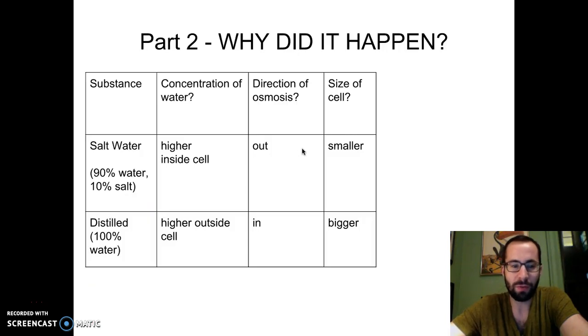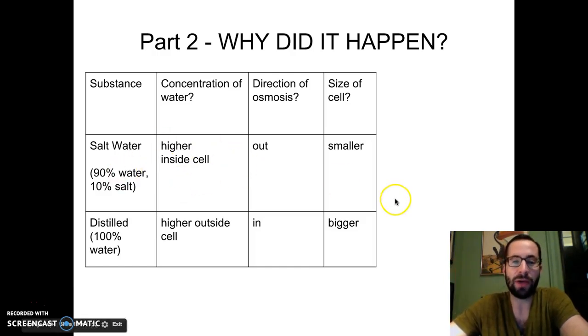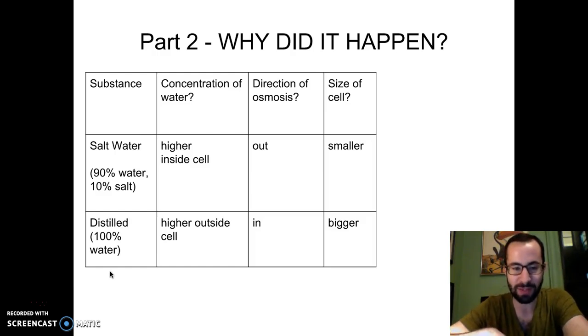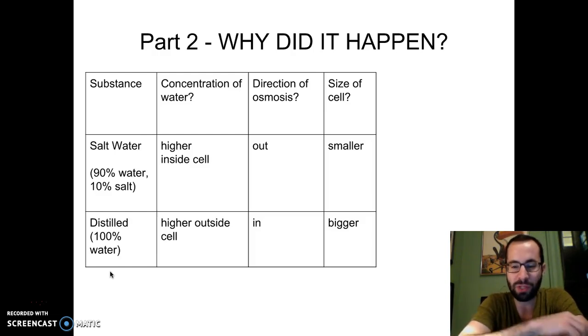So just as a review, when we added salt water, the concentration of water was higher inside of the cell because the surrounding environment was 90% water. We'll say the inside of the cell was 95% water. So the water diffused out and the cell got smaller. However, when we rinse those cells with distilled water, there is now a higher concentration of water surrounding the onion cells. So the water moved from a higher concentration to a lower concentration, inside of the cells. The direction of osmosis was inside of the cells, and the cells got bigger.